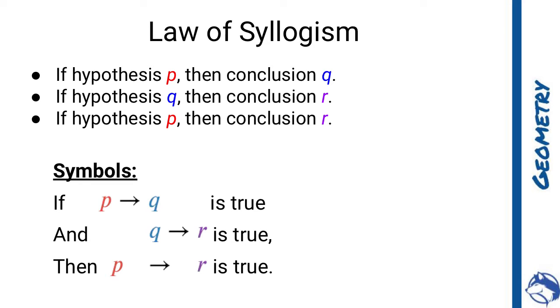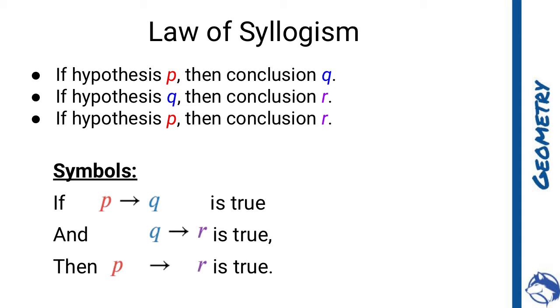Now we're going to talk about the law of syllogism. So what this means is we're basically going to take two like statements, and then conclude a third one. What we start with is a hypothesis P. If hypothesis P is true, then we're going to end up with conclusion Q.